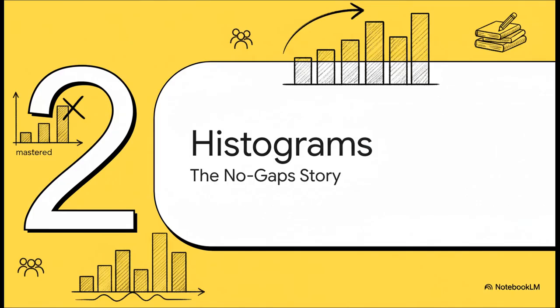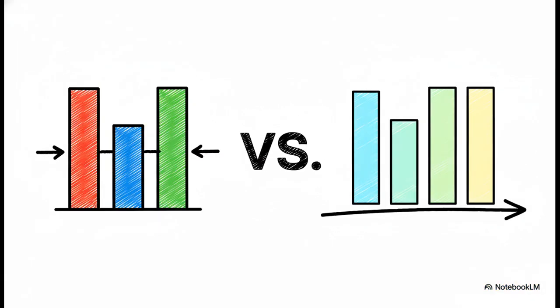Okay, let's move to our next level. Bar graphs are great for separate things, but what about data that's continuous, like marks or height? For that, we need a histogram. Now, what's really interesting is the difference between a bar graph and a histogram. And this is a very common exam question. The most crucial point is this. Histograms have no gaps. The bars are all stuck together because the data flows from one point to the next.